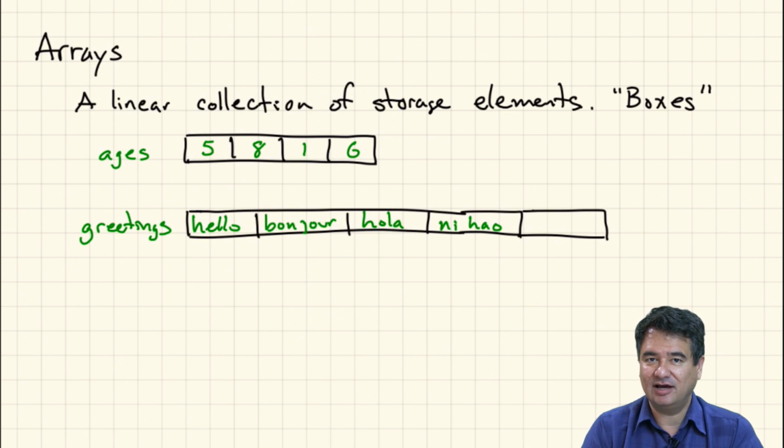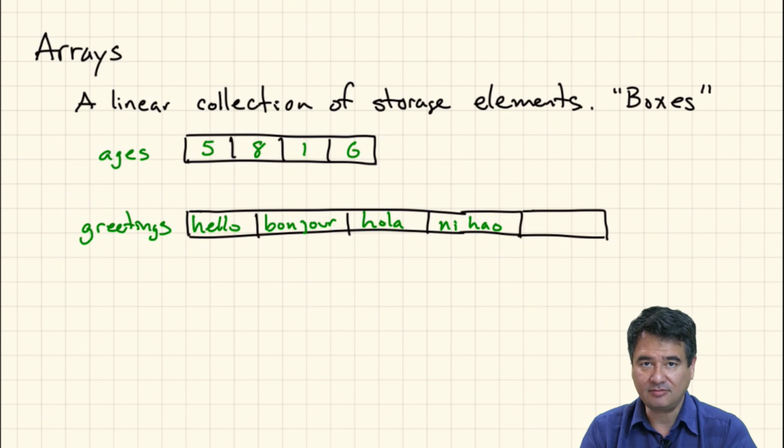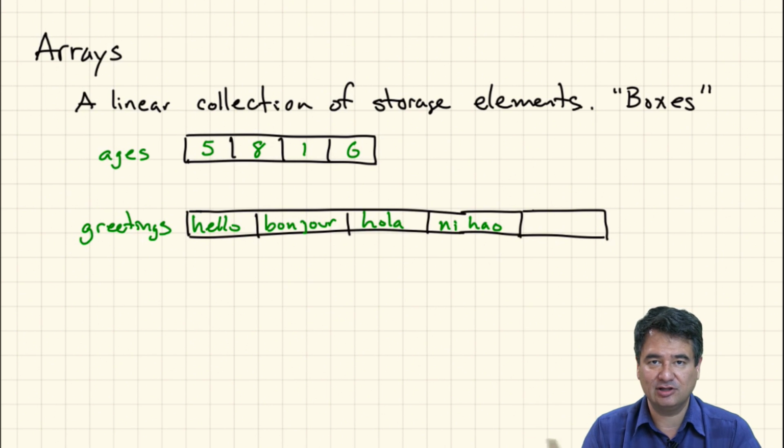In this live stream, I'm going to be introducing the idea of arrays and using them with loops inside of Java. Up till now, we've been dealing with things like strings, which are actually a linear collection of characters, and now we're going to introduce the idea of an array, which is a linear collection of pretty much whatever you want. So an array, like I said, is a linear collection of storage elements.